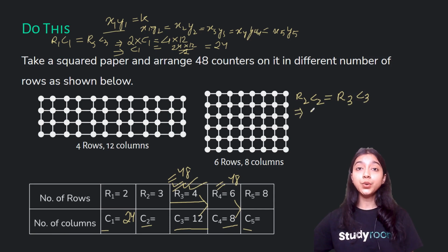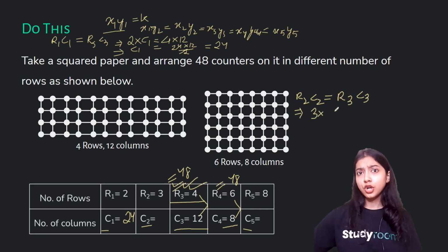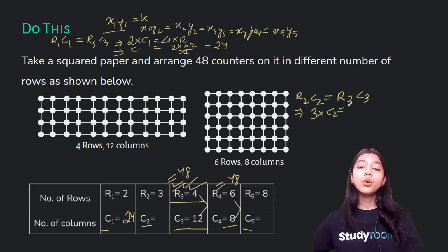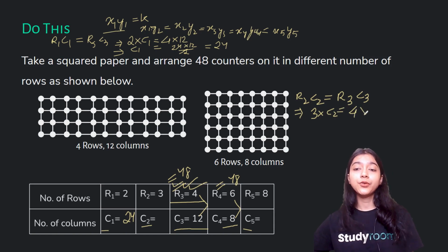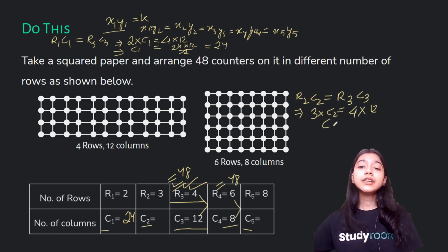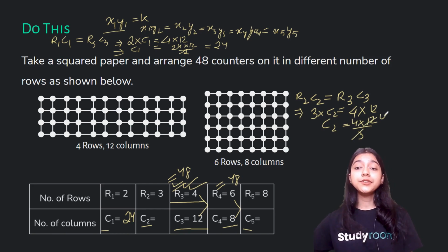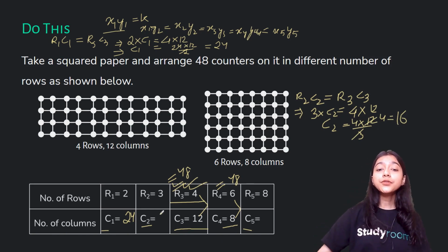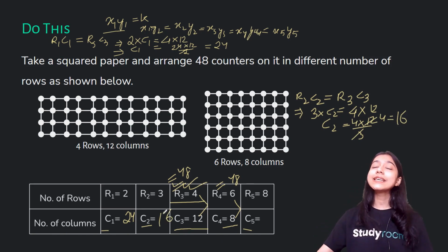In case of R2, we can write 3. C2 is not known to us, so C2 will be equal to R3, that is again 4, multiplied with C3, that is 12. So from here we get the value of C2 is equal to 4 multiplied with 12 divided by 3. 3 gets cancelled with 12 leaving behind 4, and 4 multiplied with 4 gives us 16. So the number of columns when the number of rows is 3 will be 16.